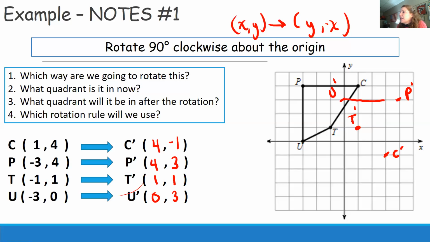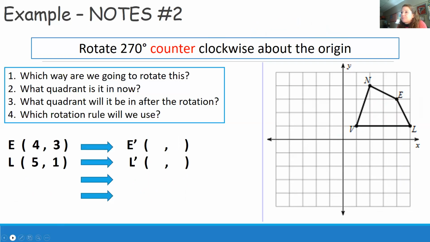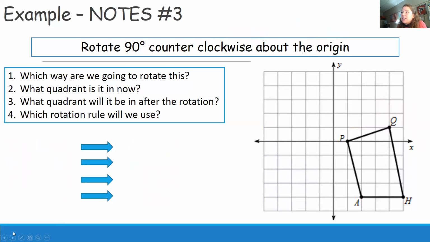So we're going to connect the dots. And we have a congruent figure. We've just laid it over on its side. We've turned it. Okay, so it should be the same shape, same size. So 270 counterclockwise is the same thing as 90 degrees clockwise. So we just practiced that one. And then you have the rules for counterclockwise, all right?